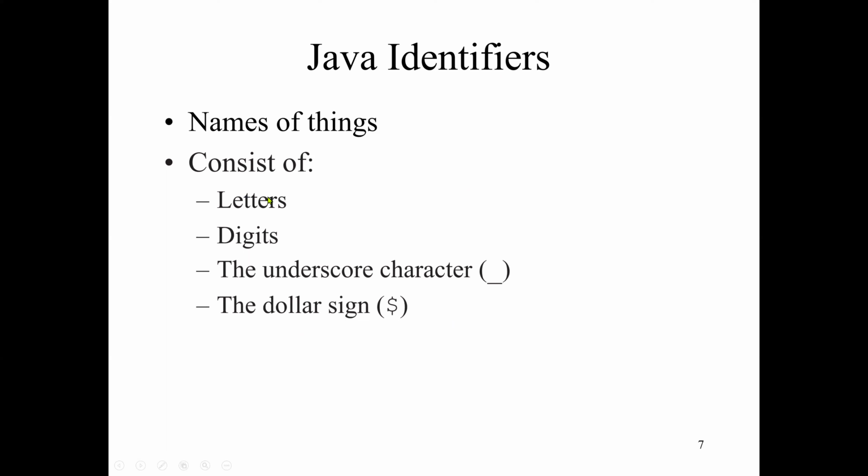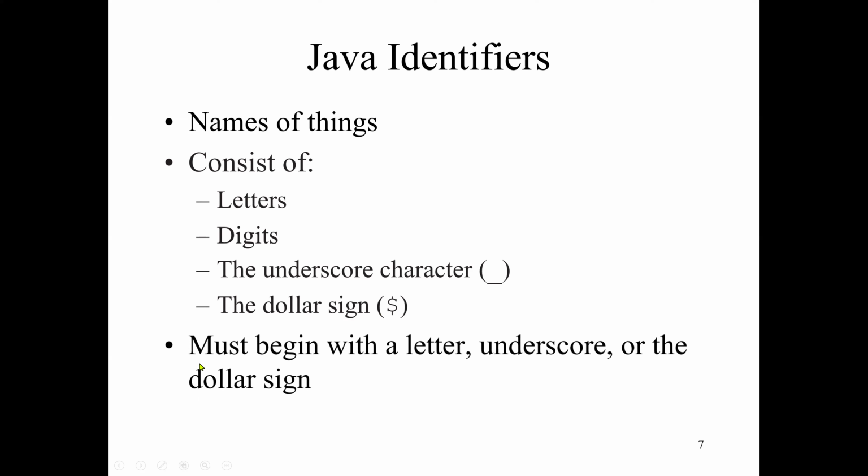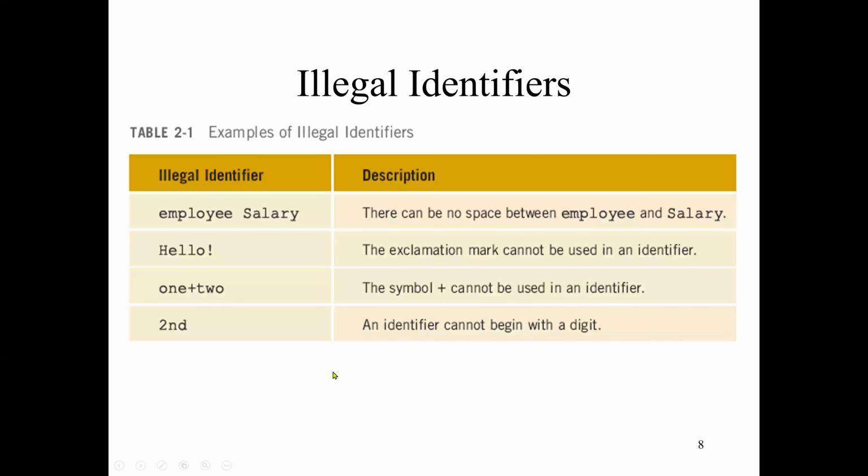We can only use letters. The letters can be uppercase or lowercase. We can also use digits. We can use underscore, and that's the only special symbol, the underscore character, and also the $ sign. And also the name of the identifiers cannot start with digits. So we can start with letters, underscore, or the $ sign. Cannot start with digits. So here we say must begin with a letter, underscore, or the $ sign. That's the naming of Java things, the Java identifiers.